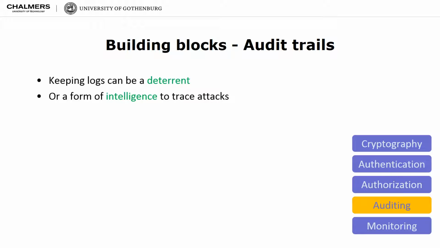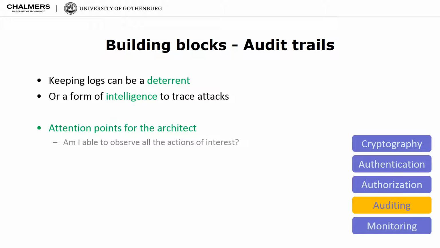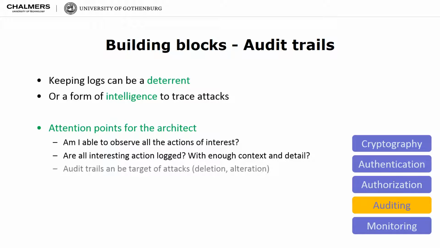As an architect, you also have to keep in mind that there are certain attention points when you're dealing with audit trails. Most importantly, as I mentioned before, you have to keep track of contextual information, and therefore it's important to know whether you are recording all the necessary information, and if you are observing and intercepting all the actions of interest, and so on and so forth.